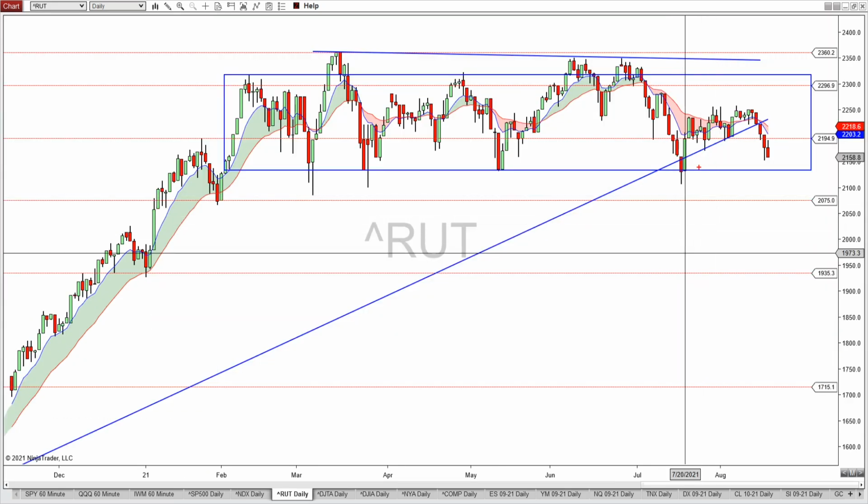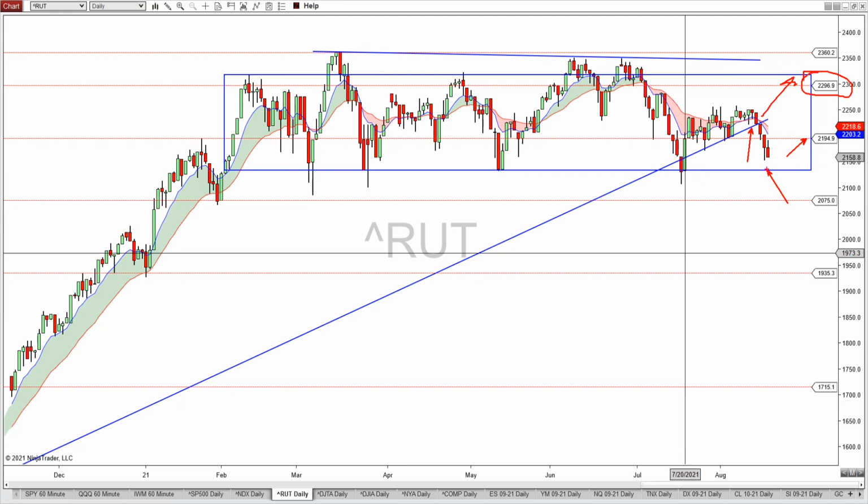And here's the Russell 2000. Remember, we were looking for the possibility of it coming up to reclaim the 2297. It's been holding this trend line support for a while, and it finally broke down on Monday, and as you can see today, or yesterday, it broke below this 2195.